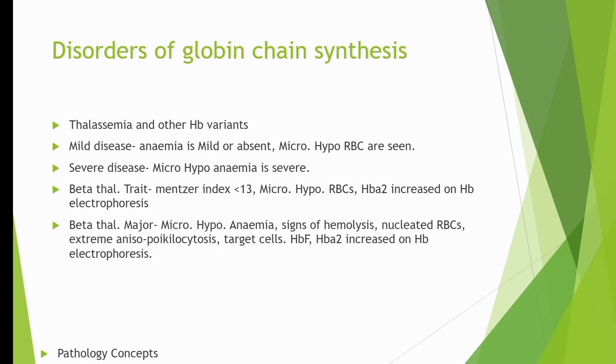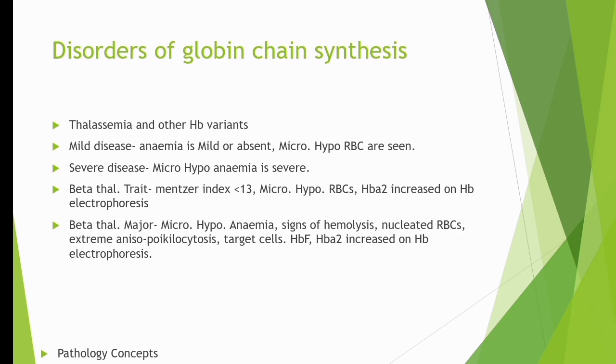Disorders of the hemoglobin chain synthesis. They are thalassemias and other hemoglobin variants. Thalassemias are inherited disorders where one of the globin chain syntheses is affected. In milder disease like thal trait, microcytosis and hypochromia are prominent, but anemia is mild or absent. And in severe disease like beta thal major and HbE beta thal, microcytic hypochromic anemia is very severe.